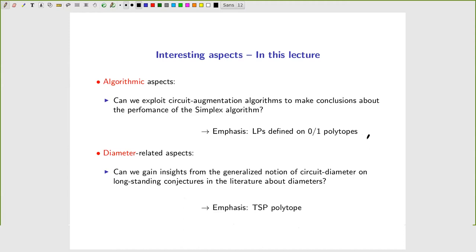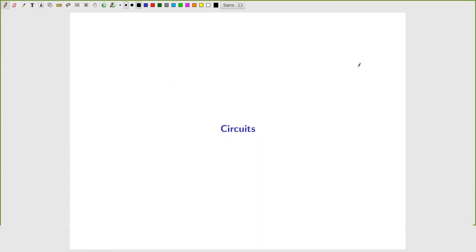Okay, so far so good. Are there any questions so far? Okay, then let's start. Let's try to get a little bit more familiar with the notion of circuits.